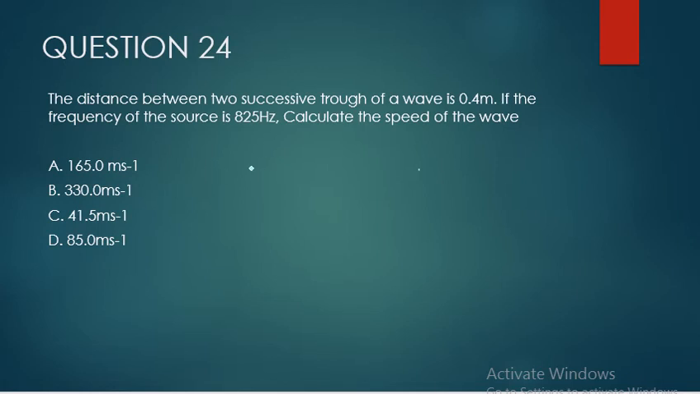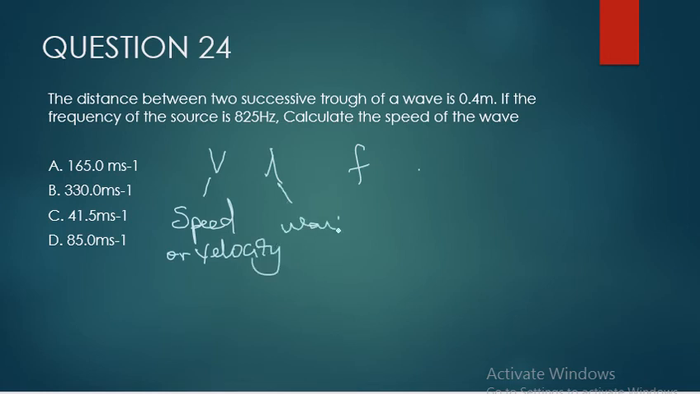Right? We have three fundamental properties of a wave, and those are the speed represented by v. The speed is also the velocity. The wavelength, we represent it with lambda, and the frequency. So this is the speed or velocity. This is the wavelength, and of course this is the frequency.